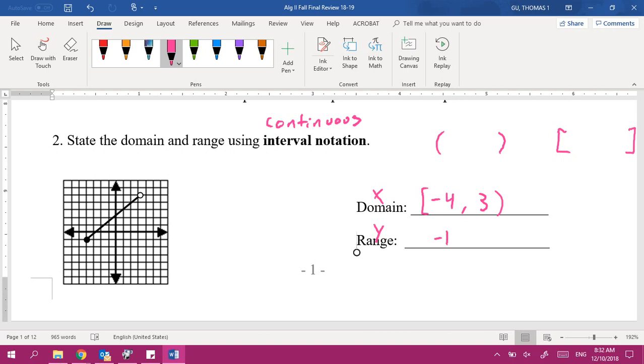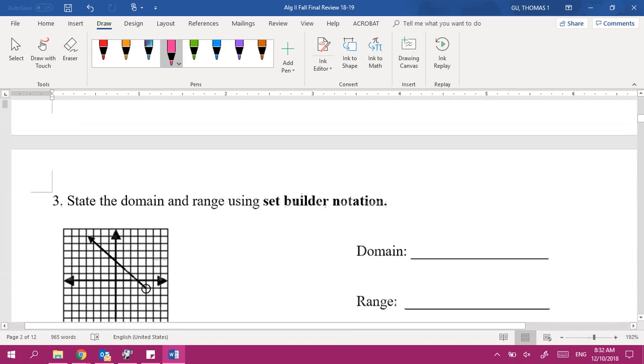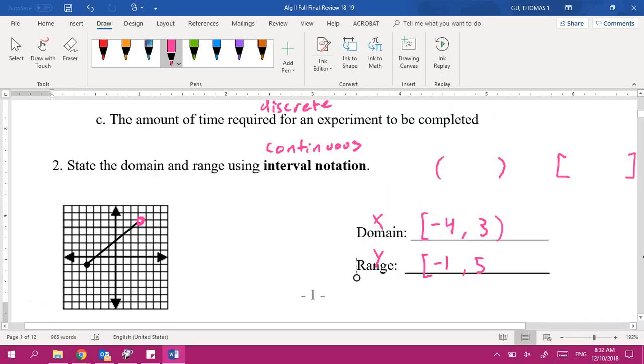Because that was the x value. That was the x values. Now we're talking about the y values, right? So the lowest y value is -1. Bracket or parentheses? Bracket, because it is a closed circle, meaning it touches that point. And then comma, what's the next point we're looking at? 5, right? Because the y value on this highest point right here is a 5. And open circle, so parentheses or bracket? Parentheses, that's right.